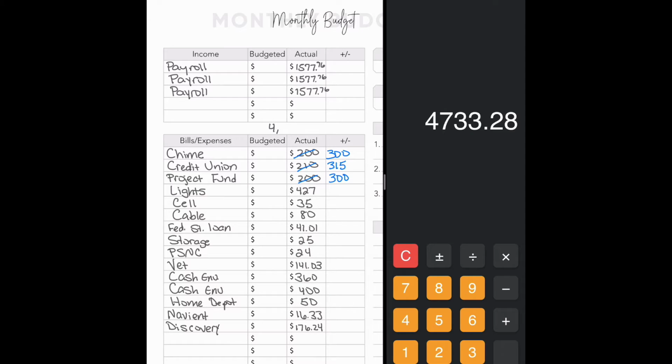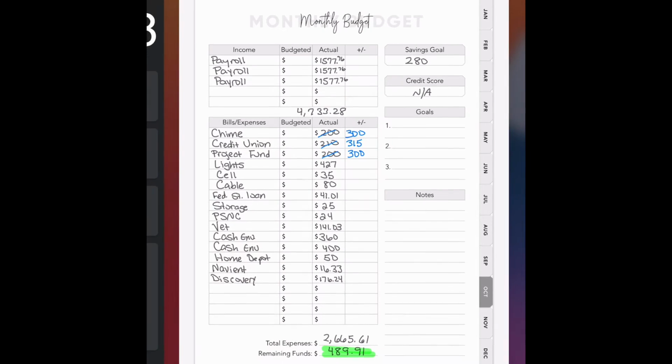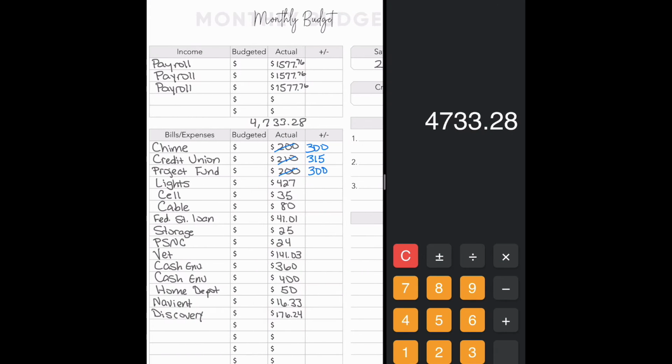So it's $4,733.28. And then what I also noticed is, when I was doing this, I did 2 of the payments for Chime and for the credit union for the project, and it's supposed to be 3. So I added those to the side. And now I need to, oh goodness, I just realized I need to do this as well. Okay, let's make sure that I did the amounts over, because I'm not sure.